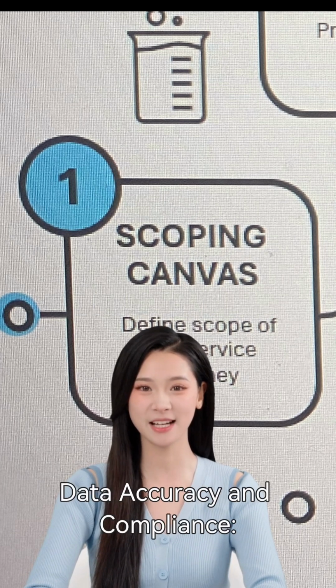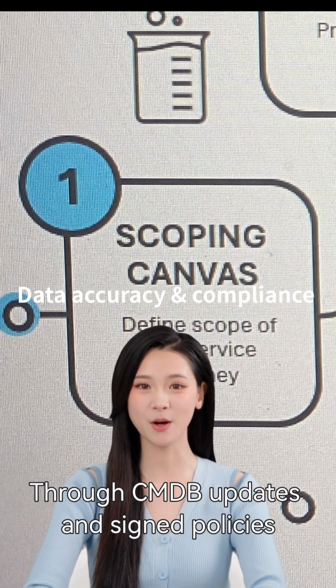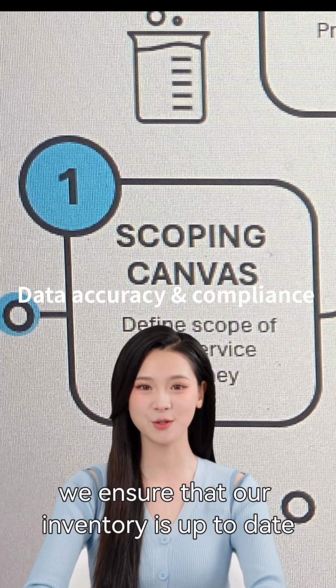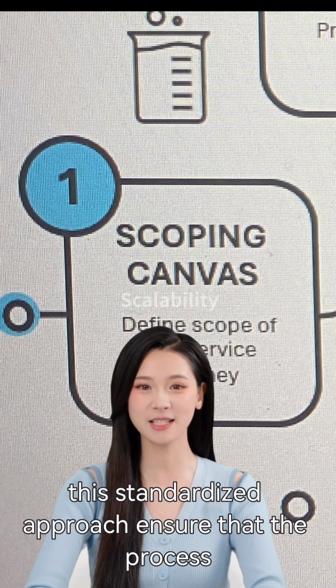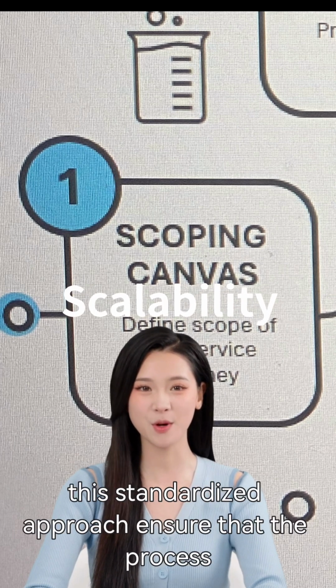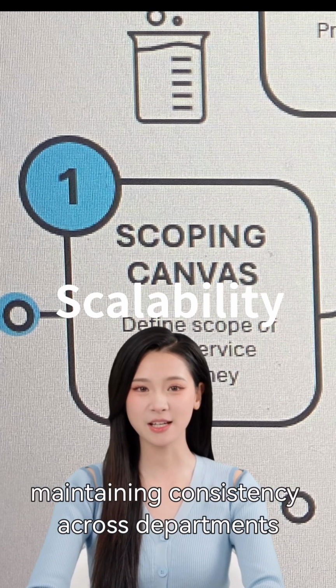3. Data accuracy and compliance. Through CMDB updates and signed policies, we ensure that our inventory is up to date. 4. Scalability. This standardized approach ensures that the process can scale as the organization grows, maintaining consistency across departments.